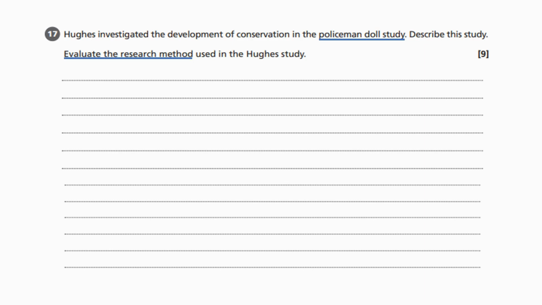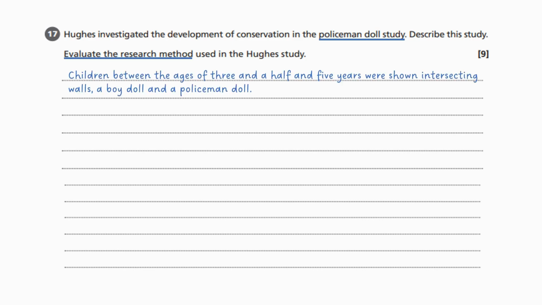So the description of the policeman doll study would be worth 4 marks, so you need to refer to the method, results and conclusion. And then the evaluation of the research method would be a lab experiment, and that would involve 5 marks. So let's have a little look at how we could answer this.